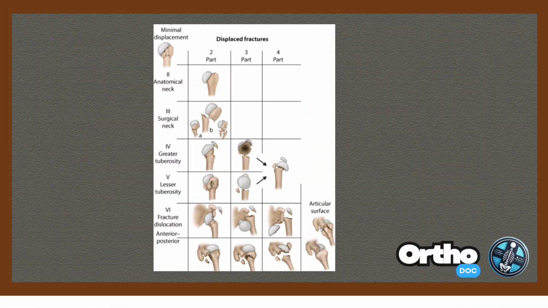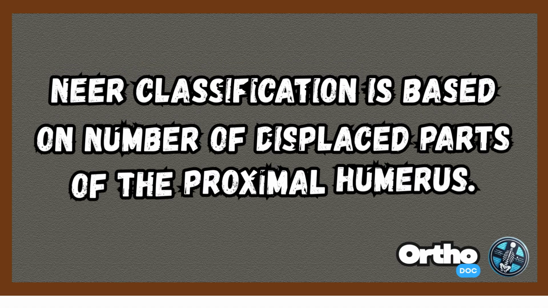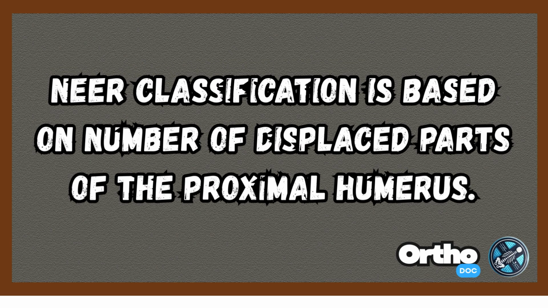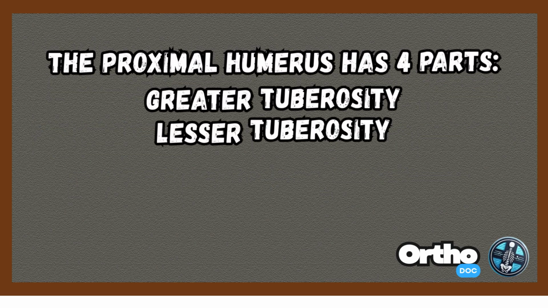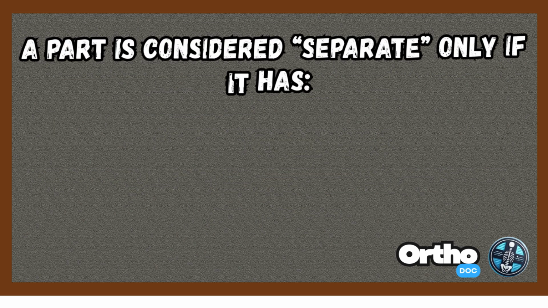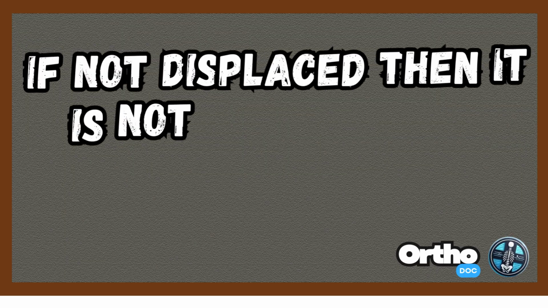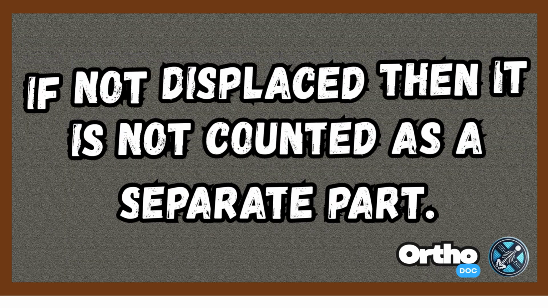Let's talk about Neer classification of proximal humerus fractures. Neer classification is based on number of displaced parts of the proximal humerus. The proximal humerus has 4 parts: greater tuberosity, lesser tuberosity, humeral head or articular segment, and shaft. A part is considered separate only if it has 1 centimeter of displacement or there's a 45 degrees angulation. If not displaced, then it is not counted as a separate part.